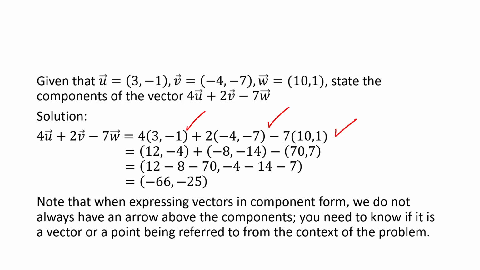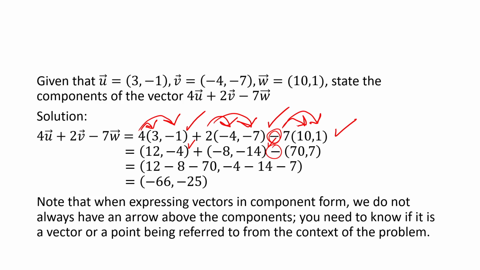And then all we do is we distribute the 4 into this bracket, so 4 times (3, -1) becomes (12, -4). 2 times (-4, -7) becomes (-8, -14). Negative 7 times (10, 1) becomes, with a minus sign in front, (70, 7). So imagine we're just leaving the minus sign there, so we're really only distributing the 7 in. Now, that's what we get here.